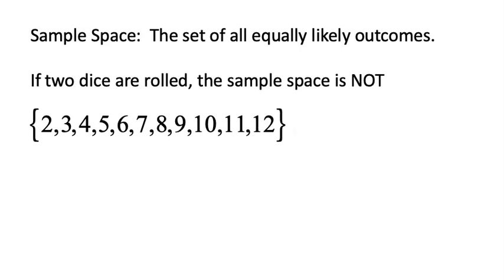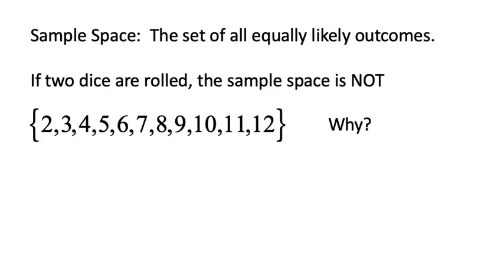Now, if 2 dice are rolled, the sample space is not 2, 3, 4, 5, 6, 7, 8, 9, 10, 11, 12. Now, those are all the possible outcomes. But why is that not the sample space? We've listed all the things that could happen. The lowest sum you can get from 2 dice is 2. The greatest sum you can get is 12. But why is that not the sample space?